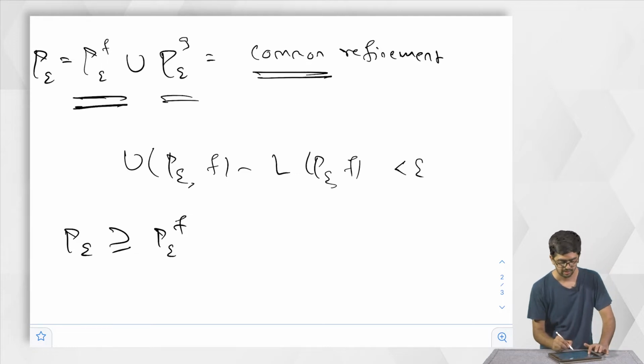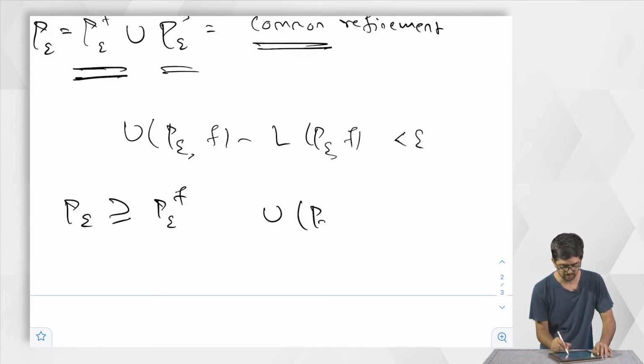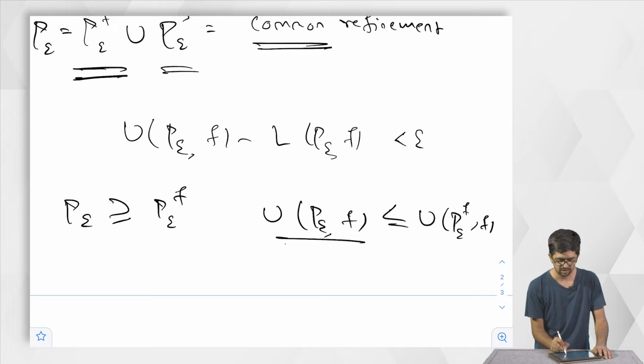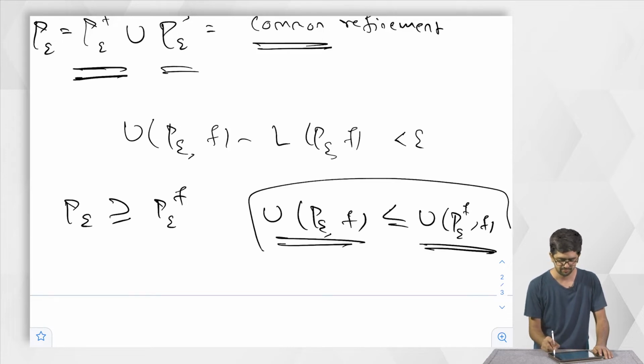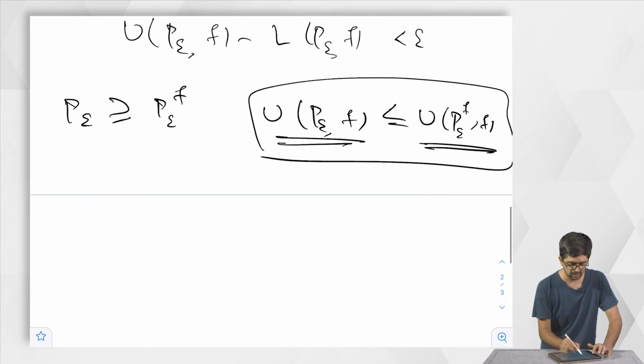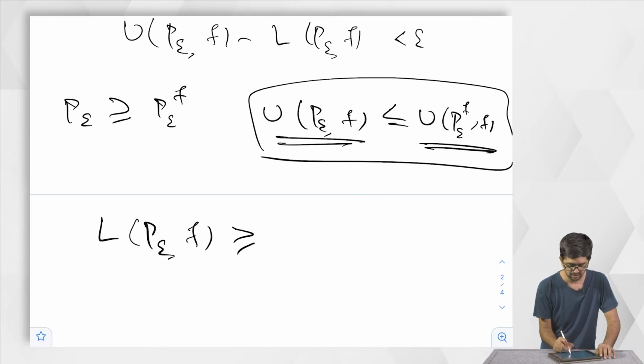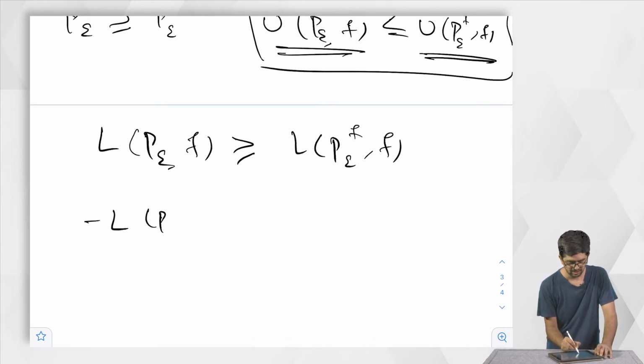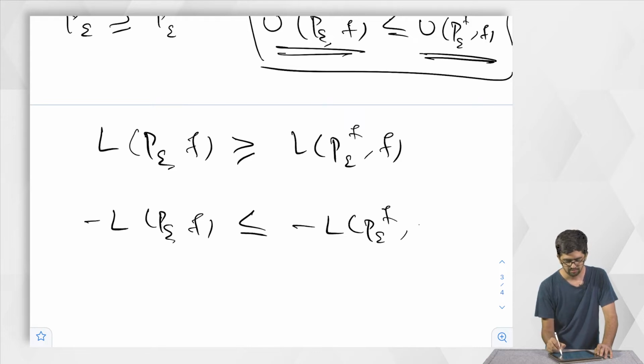There is a relation between U(P_ε, f) and U(P_ε', f). What is the relation? The relation is U(P_ε, f) ≤ U(P_ε', f). Now what about L? L(P_ε, f) ≥ L(P_ε', f). This implies what? Minus L(P_ε, f) ≤ minus L(P_ε', f).